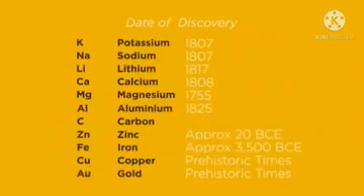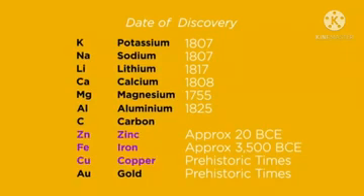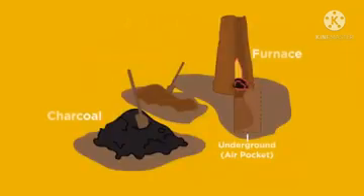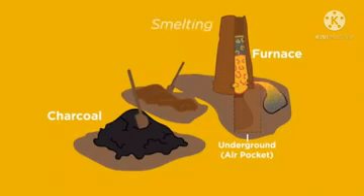Look at this table, which shows when each metal in this reactivity series was discovered. Notice how metals less reactive than carbon were discovered a long time ago. This is because to isolate these metals from their compounds found in ores, ancient people used charcoal, almost pure carbon, in a fire or furnace to displace these low reactivity metals. This displacement reaction is known as smelting.